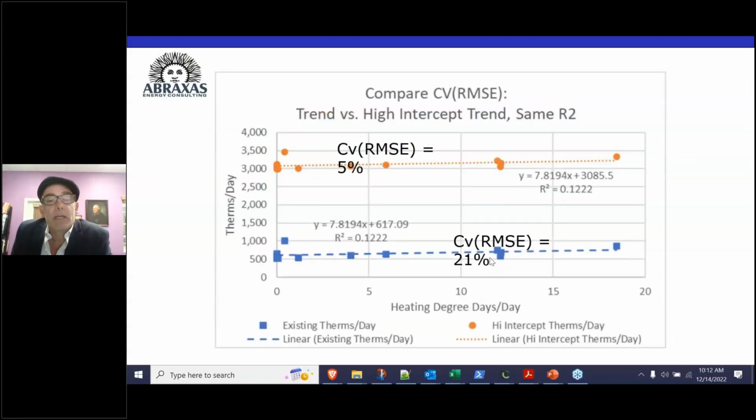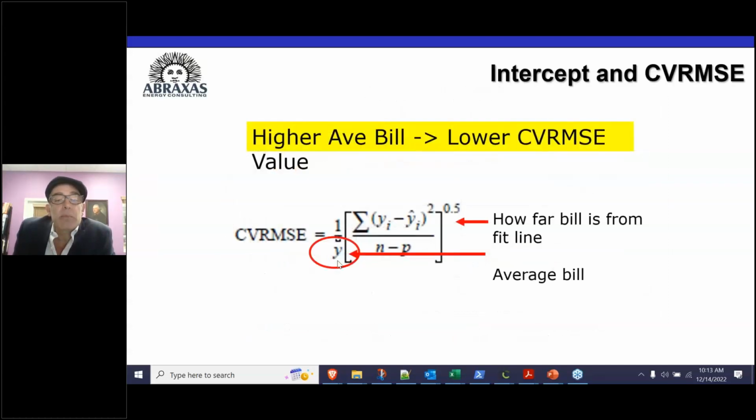Okay, so here's a problem with CVRMSE. Here we've got the same R squared on both. Notice it's really low, because they're flat. And the scatter is the same, okay? But one line is a lot higher than the other, and we have much different CVRMSEs. So what we're finding is that the CVRMSE is going to be much higher, or in other words, worse, if the average bill is less. Why is that? Because we're dividing by the average bill.